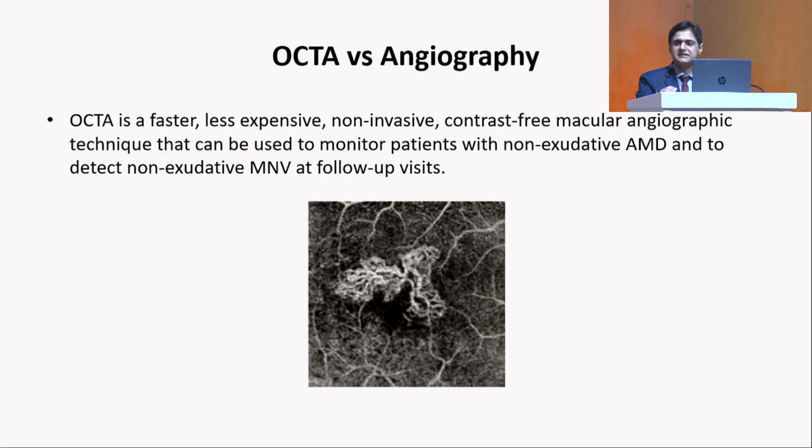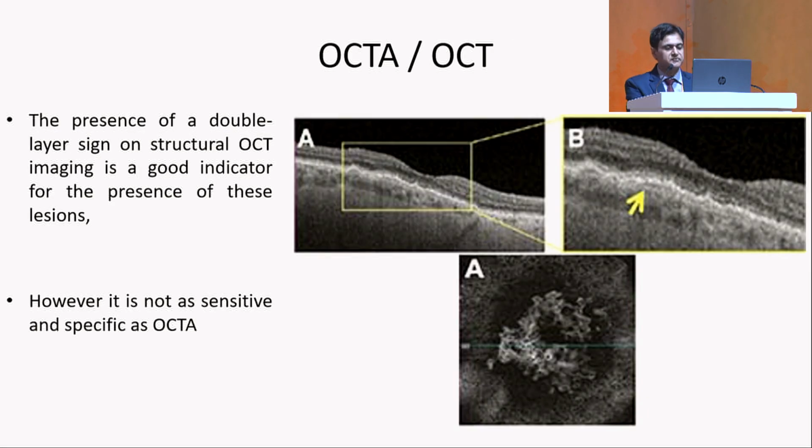So OCTA is definitely superior to angiography in these conditions, in which you can see a very well-defined vascular pattern. It is done in a matter of few seconds, and we don't have to do an invasive procedure. In OCT also there is a high suspicion by the double layer splitting sign. You can see that there is presence of the CNVM, but it is not as sensitive as an OCTA.